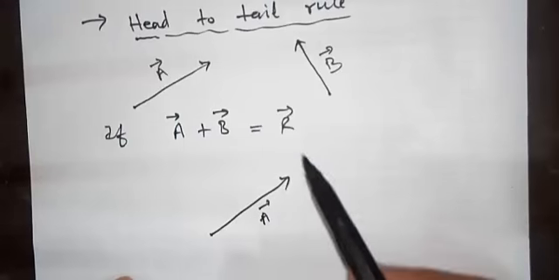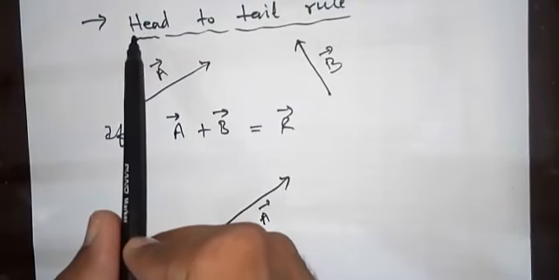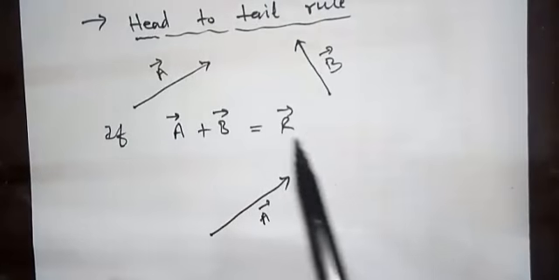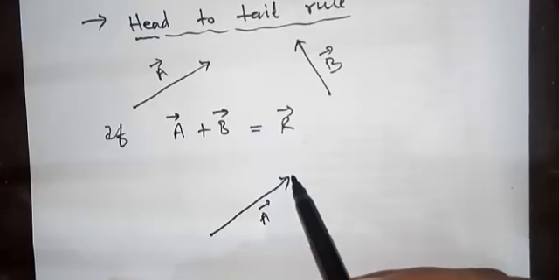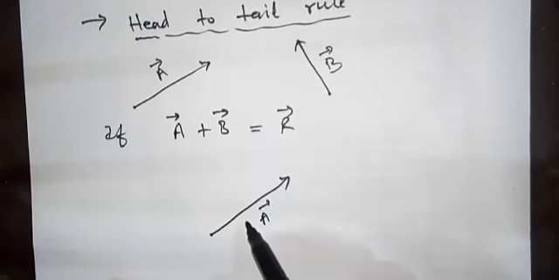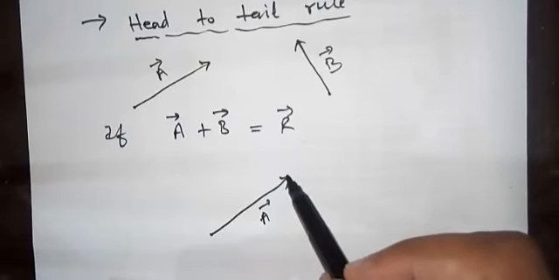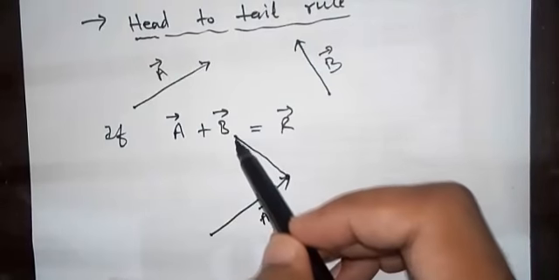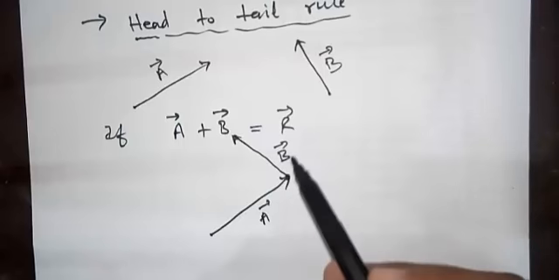So what was the direction of vector B? Keep in mind the statement that is head to tail. So we have to start the vector B from the head of the first vector, which is A. It means we have to connect vector B's tail and move forward in its given direction. So this is vector B.